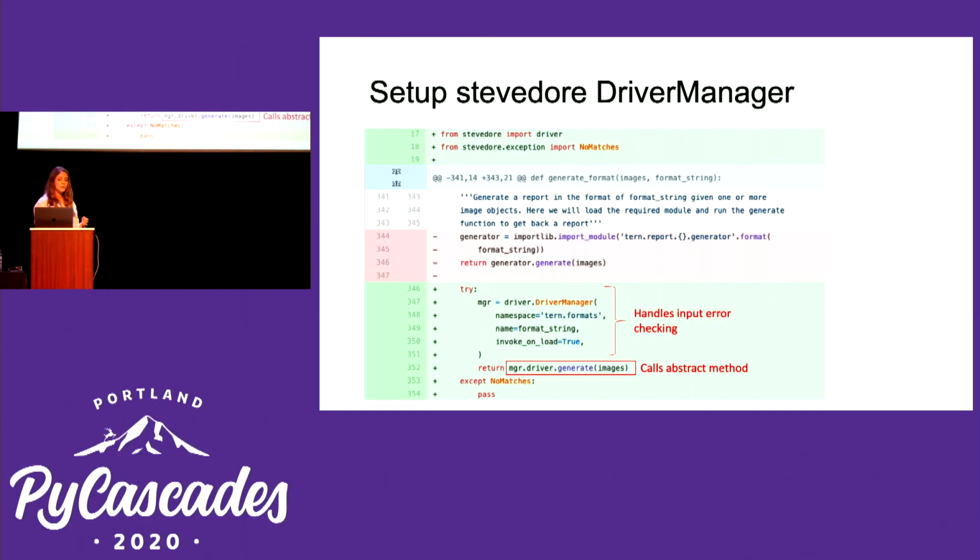And what Stevedore will do is take the name of the plugin, try to find it in the registered list of entry points, and if it can find it, it will call the abstract method generate for that plugin, wherever you told Stevedore to look in setup.cfg. If it doesn't find that, then it will throw this no matches error, and then we can deal with it from there. But it's really nice because Stevedore handles all the parsing and makes it really easy for us to error check the user input.